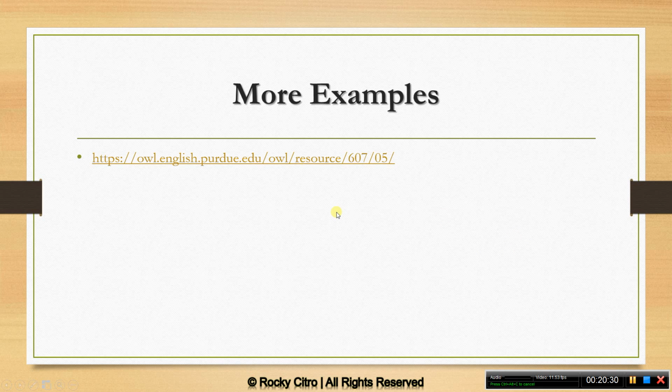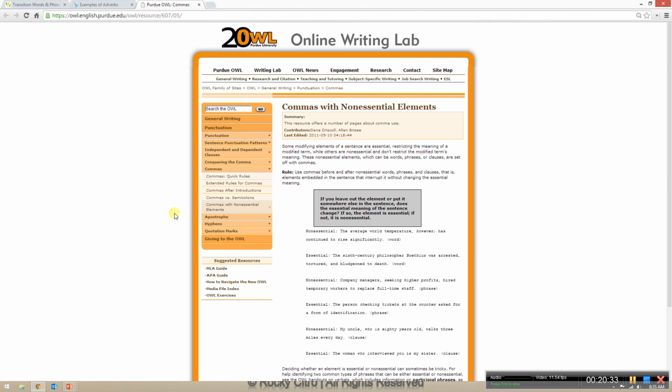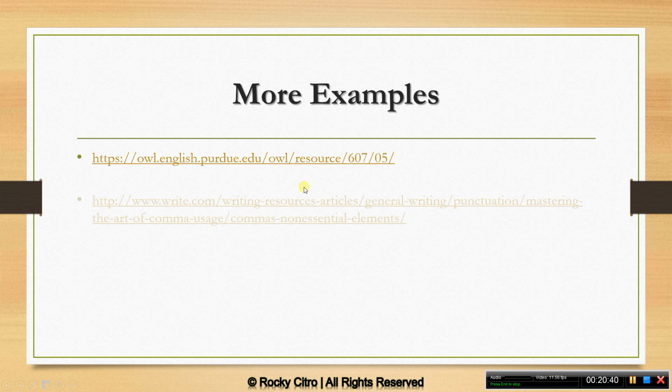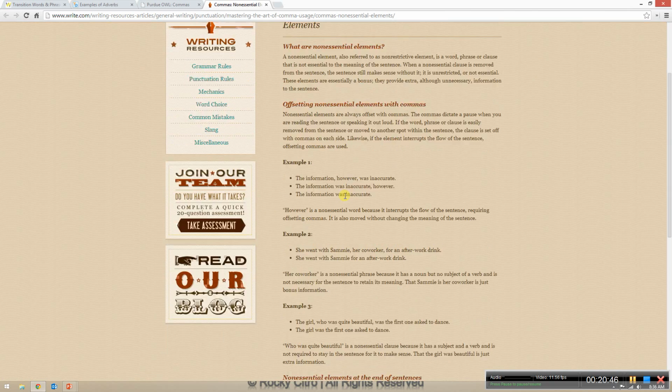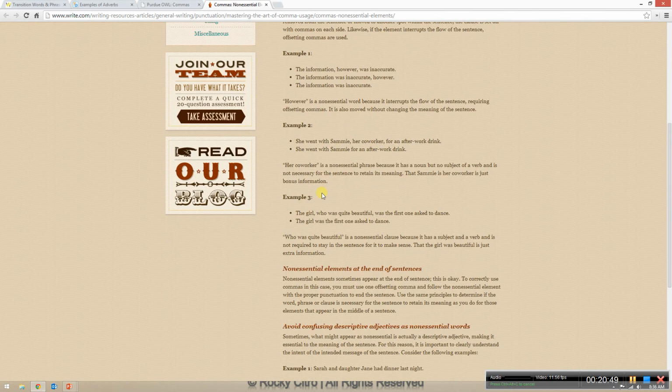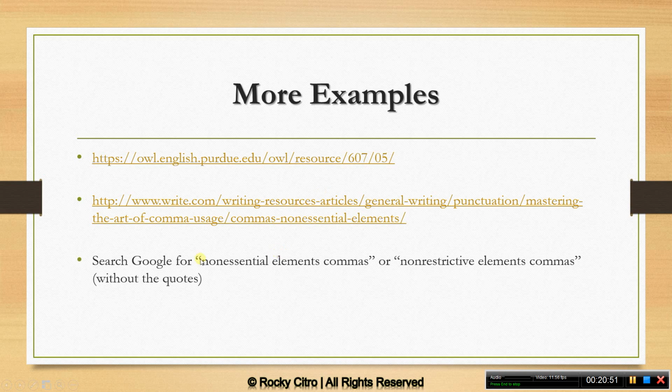If you want to look for more examples on this issue, there are many, many pages. You would want to just search around. Here's one. The Purdue OWL site has a lot of good resources. Some examples here. Came across another one just while I was searching, on Write.com. First time I've seen this as well. Some nice examples, nicely written. Or you can just search the internet. Well, I wrote Google, but whatever you use, search for non-essential elements, commas, or sometimes they're called non-restrictive elements, commas. And you should find many, many pages with more examples in case my examples weren't clear enough.